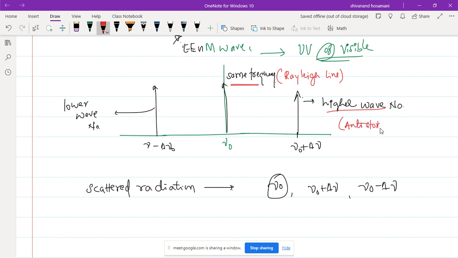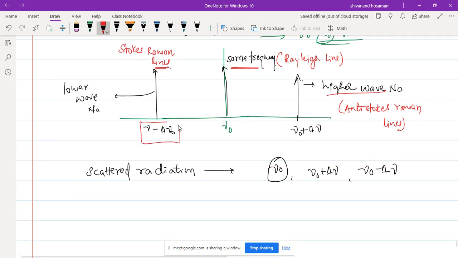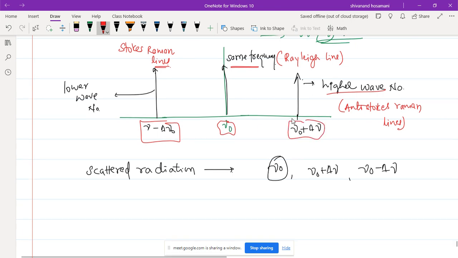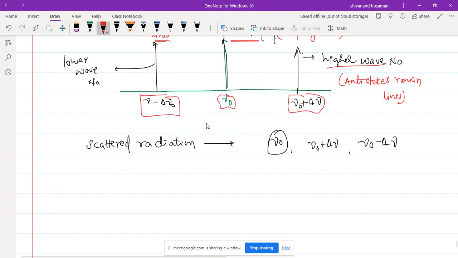Anti-Stokes Raman lines. In this case, these are called Stokes Raman lines. Clear? Lower wave number and higher wave number. Let us just observe these values. Is the scattered radiation having the same frequency, or higher, or lower? And remember, the shift is on both sides. The shift will always be delta nu naught.